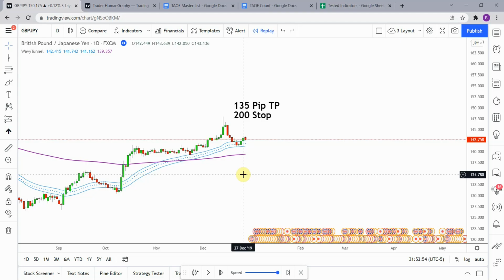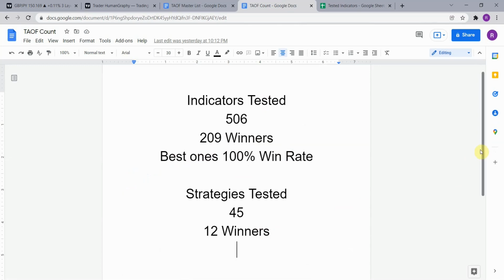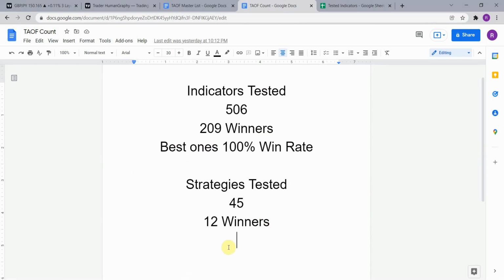Alright, as I said, today we will be testing the Wavy tunnel indicator. Before we do though, I wanted to put the testing scoreboard up for everyone to see. So to date, we have tested a total of 45 different strategies, with 12 of them being winners. We have also tested a total of 506 indicators, with 209 of them being winners. The best ones so far were able to achieve a 100% win rate.